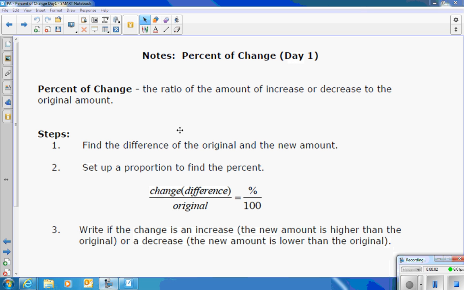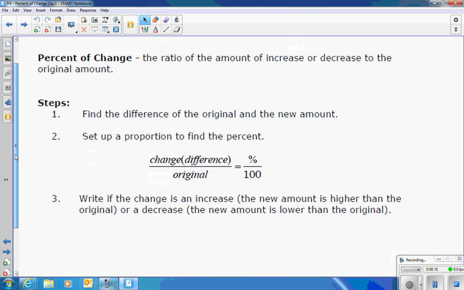This video is to discuss an alternate way to look at percent of change. In other words, finding tax, tip, discount, commission, things like that. So the percent of change is the ratio of the amount of increase or decrease to the original amount.